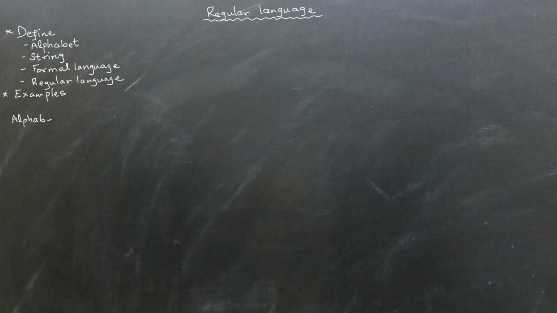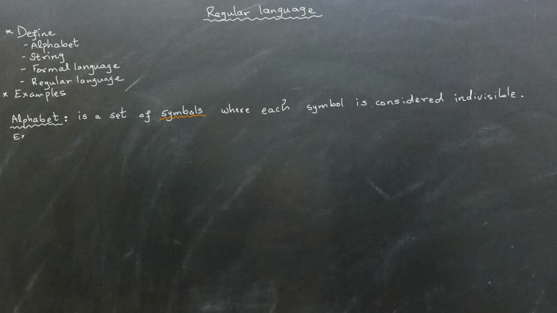Let's start with the idea of an alphabet. An alphabet is a set of symbols where each symbol is considered indivisible, meaning it cannot be broken down further. For example, an alphabet might include symbols X and YY. In this case, both X and YY are treated as single indivisible units.